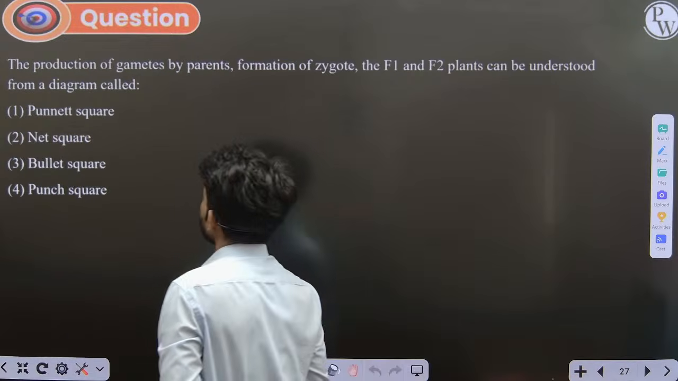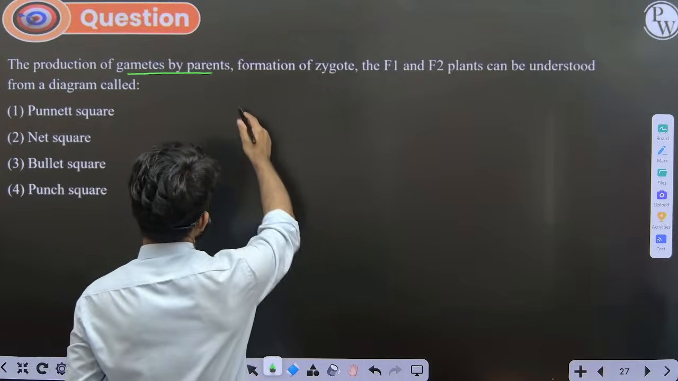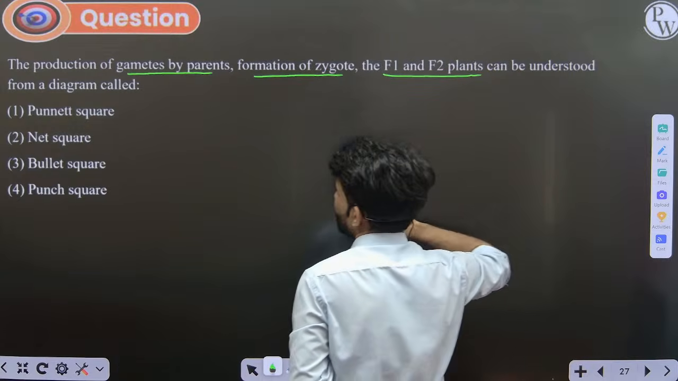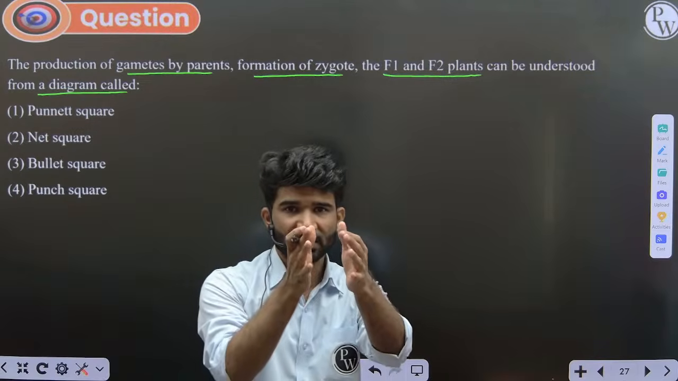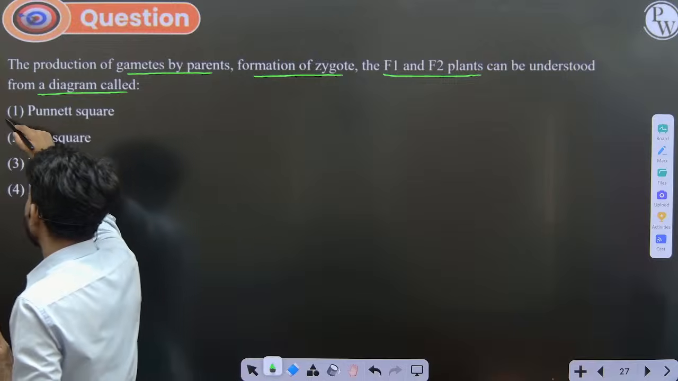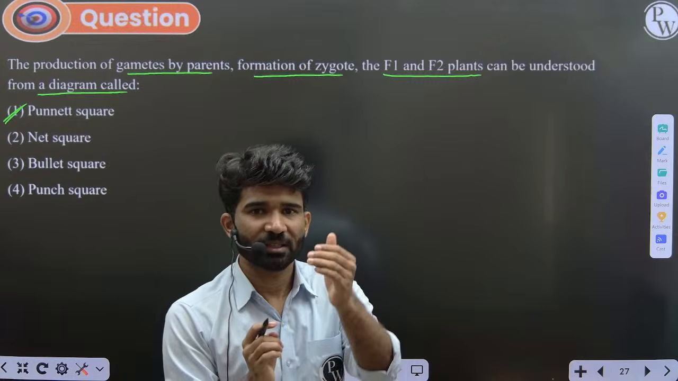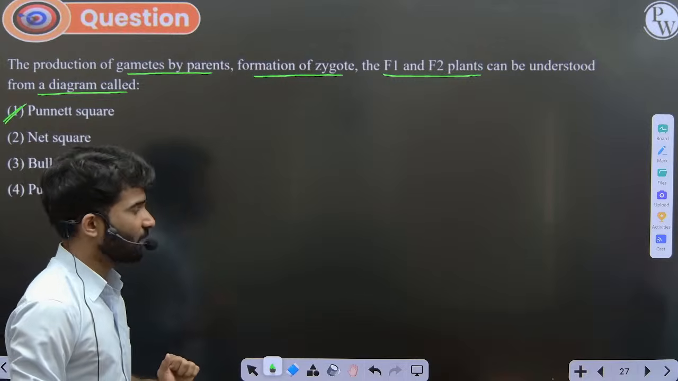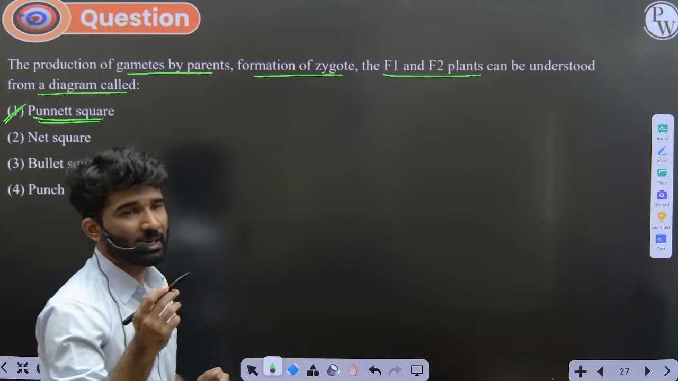So the next question: the production of gametes by the parent, formation of zygote, the F1 and F2 plants can be understood from a diagram called as what? So what is the diagram? You put the square diagram while crossing the F1 and F2 generation. That is called as what? The Punnett square. What is this Punnett square? It is a graphical representation where the F1 generation and F2 generation are studied in detail with all the possible combinations. So that graphical representation is called the Punnett square.